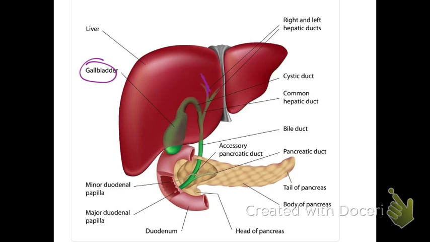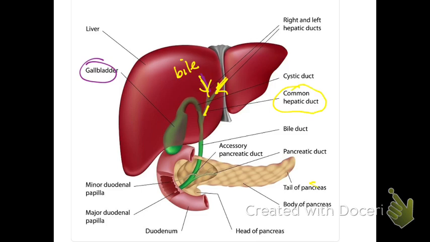Let me get a better color. There's the right and the left hepatic ducts. They are receiving the bile, right? These are releasing bile. The bile is being made by the liver, and the liver is releasing that bile down these hepatic ducts. These 2 ducts, the right and left hepatic ducts, meet to form the common hepatic duct. Right? That's not so hard. The common hepatic duct.